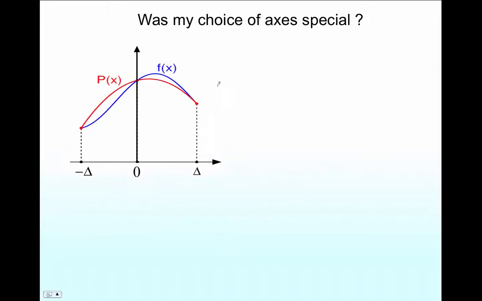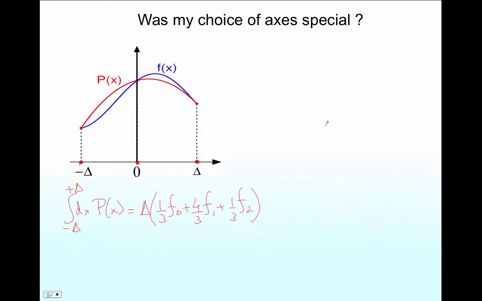Now it might seem as if I'd made a very special choice of axes and that this is not perfectly general. After all, what I did was I took one extreme point to be minus delta, the other extreme point to be plus delta, put the origin in the middle over here, and then calculated this integral from minus delta to plus delta of the quadratic p of x. And what I found was delta times 1/3 of f0 plus 4/3 of f1 plus 1/3 of f2.